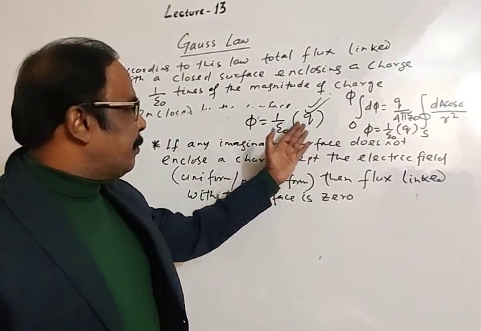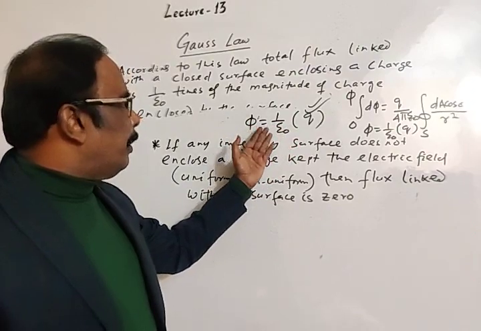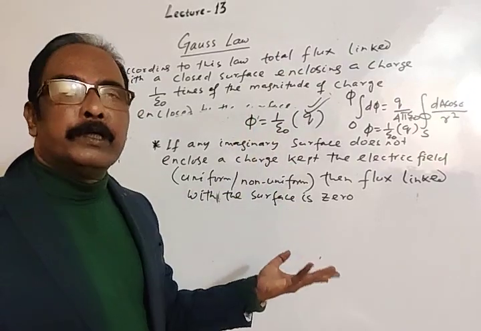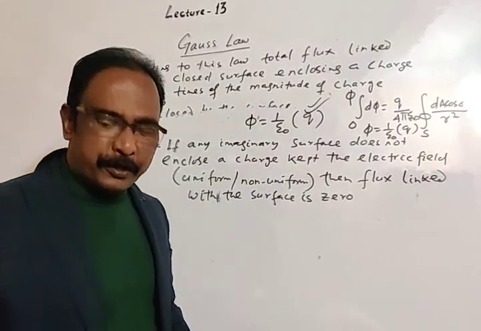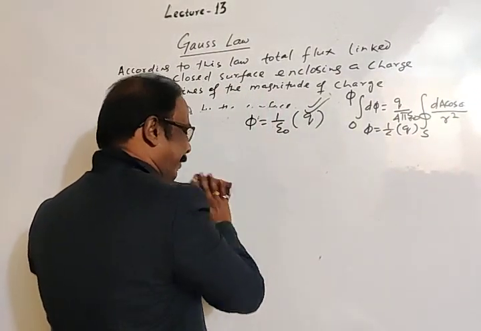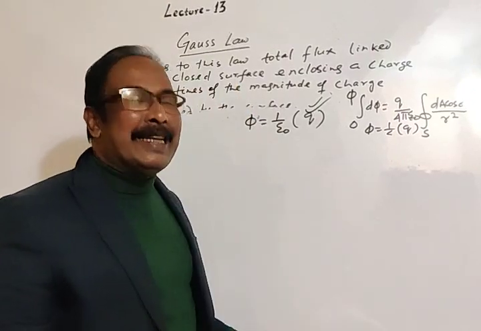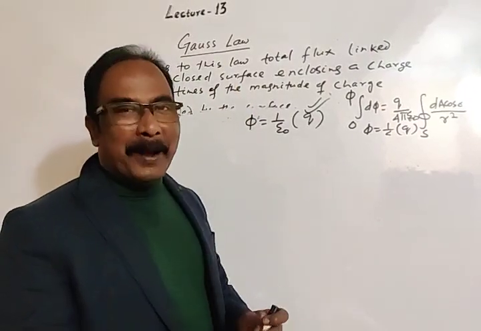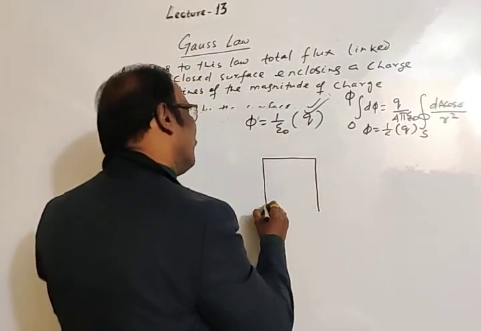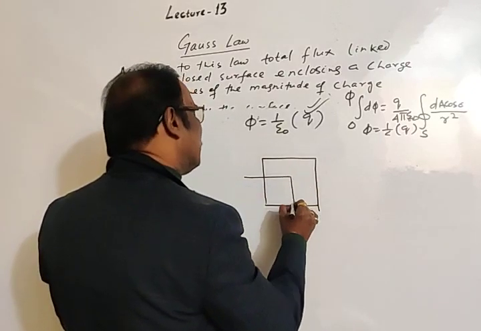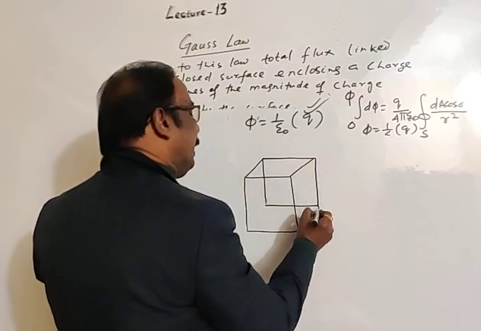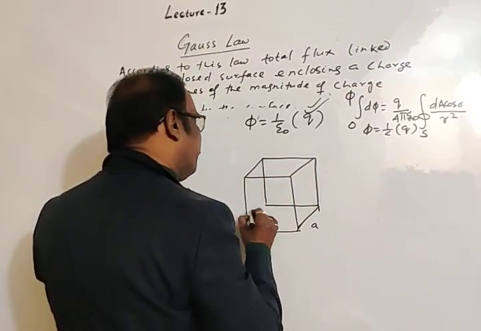And it is seen from the outcome, the formula of Gauss law, that if Q, the charge enclosed by the surface, is 0, then obviously flux is 0. Then how can we demonstrate it? Let's consider a known surface, a cubical body. This is a cubical body. Surface is a cubical surface. Let each side of the cube be A.